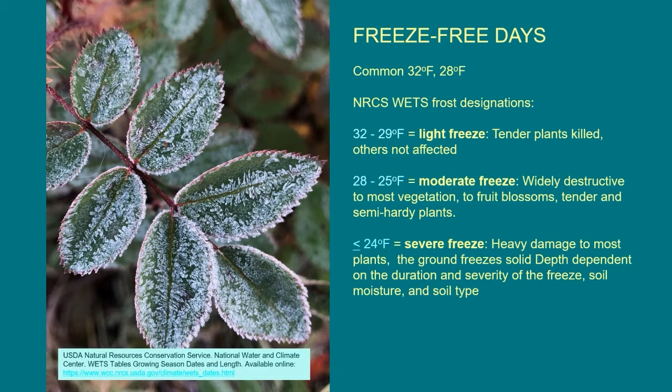24 and below is a severe freeze, with heavy damage to most plants. At these temperatures, the ground begins to freeze solid. The depth the ground freezes depends on the duration and the severity of the freeze, the soil moisture, and the soil type. When you're looking at the data, or maps, it's important to identify the temperatures used by these reporting services. Some use 32 degrees Fahrenheit, some 30 degrees, and some 28 degrees, and so on.